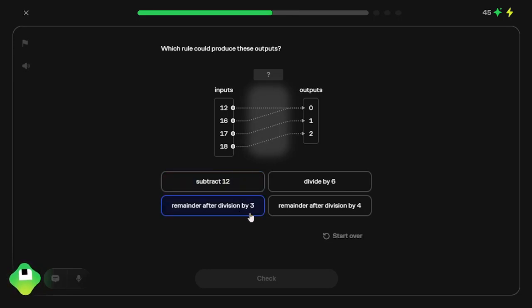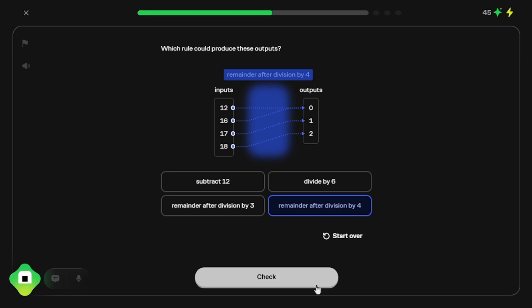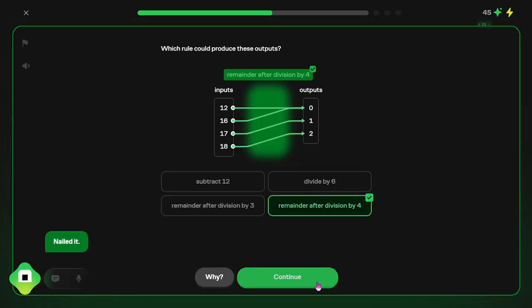Remainder after division by 3. But 18 also has a remainder. Let me see. If divided by 3, you have 6, right? So it does have a remainder. 12 also has a remainder. Remainder after division by 4. So maybe I'm doing something wrong. Wait. Oh yeah, because inputs 12 divided by 4 doesn't have a remainder. 16 also. But 17, 18 does have a remainder. It's 1 and 2. Nailed it.